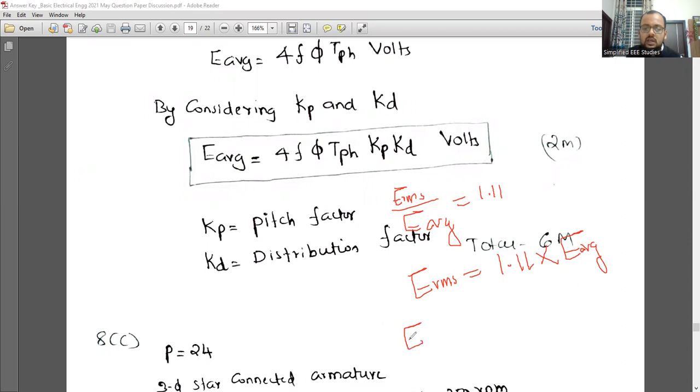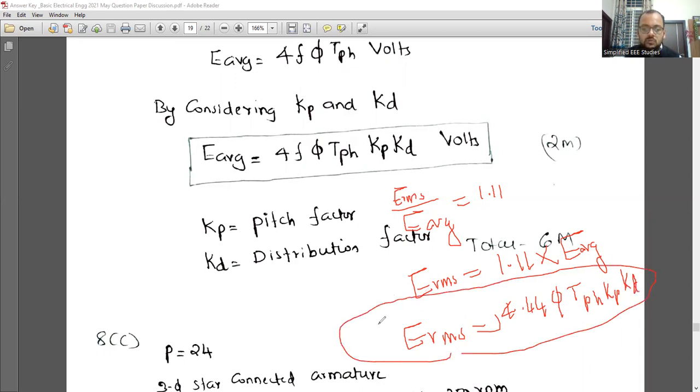So ERMS becomes, what is E average? 4 into f into phi into T phase Kp Kd. Kp and Kd are the constants. One is pitch factor, another one is called distribution factor. It becomes 4.44. This will be the final answer. Please take care of this. 4.44 f phi into T phase into Kp into Kd. So this much you are supposed to make out.